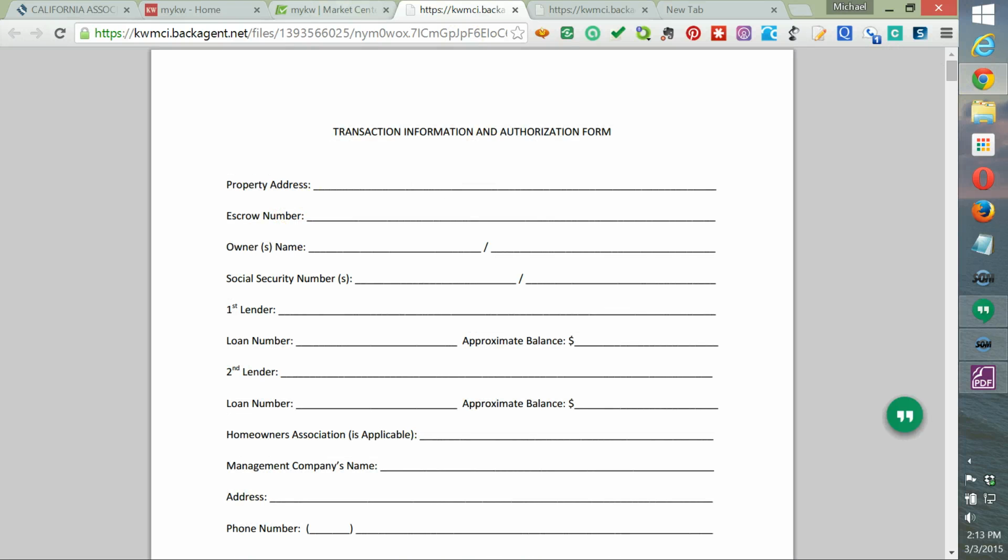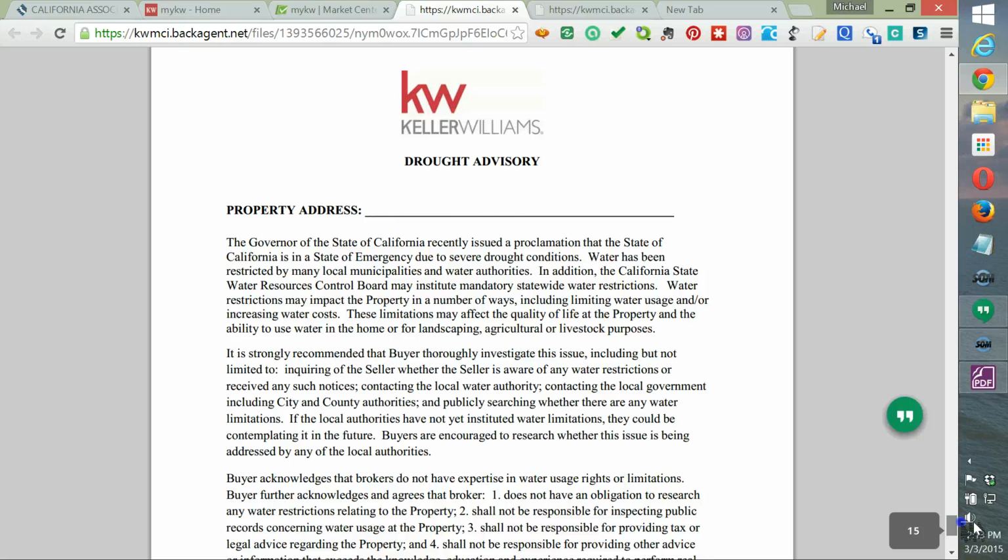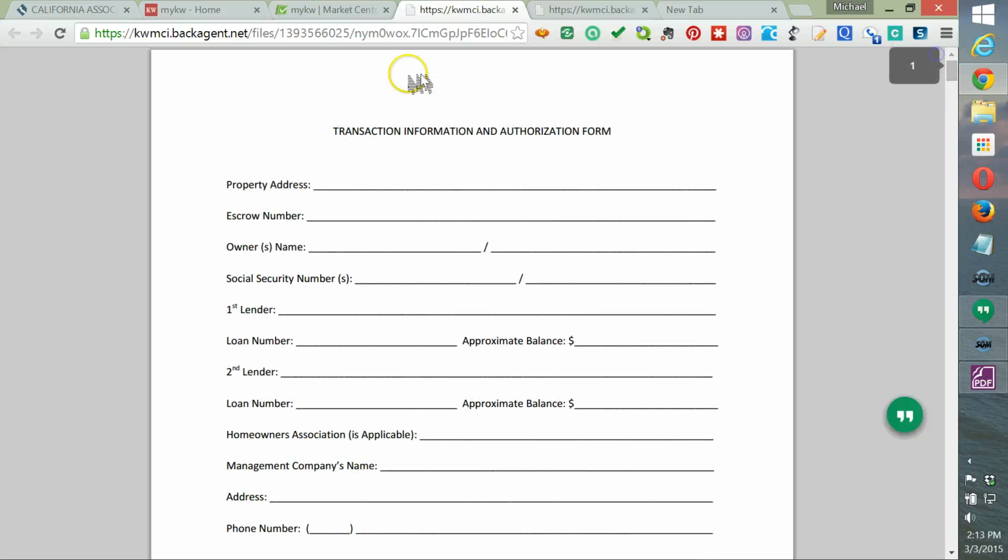So that last form, if we're working with a buyer, should we give that to them? Yes. You should give this on every transaction. We want that. Buyer or seller, every transaction.